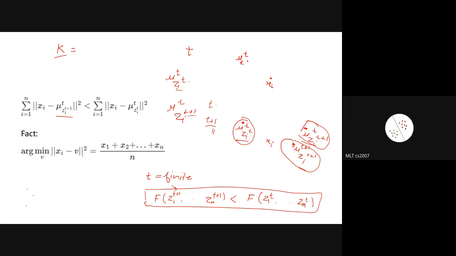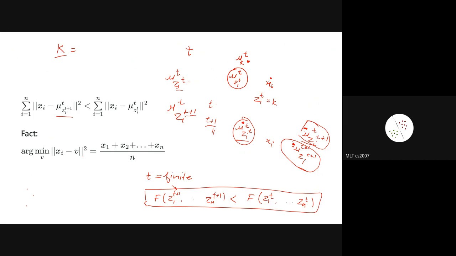So what will be my zit in this case? I'm saying that in the tth iteration, my ith data point belongs to the kth cluster. So what is the value of zit in this case? K, right? It denotes the cluster number which the ith data point goes to in the tth iteration. The xi data point goes to cluster k in the tth iteration. So can I write mu k t as mu zit t? I'm just replacing k with zit.